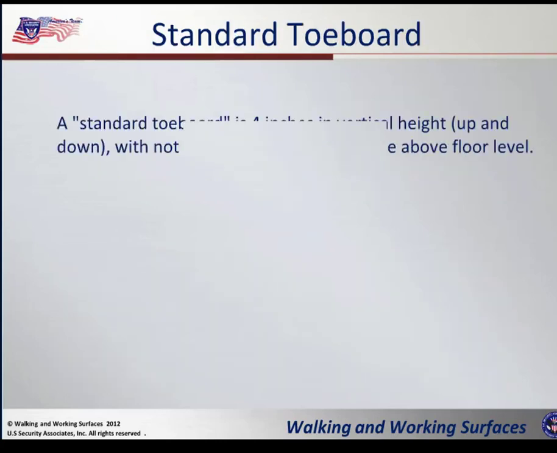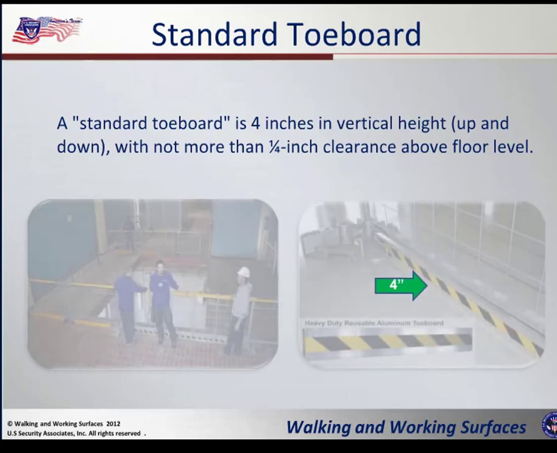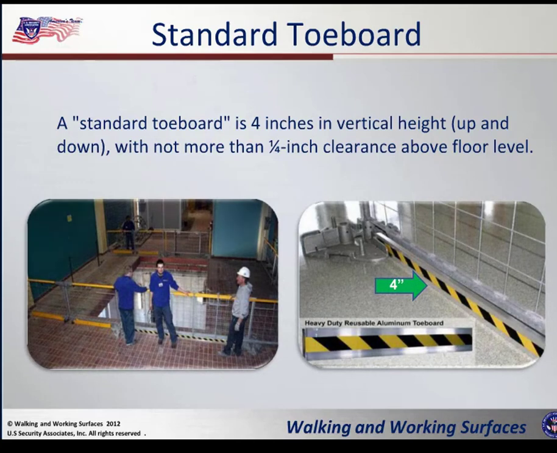Again, let's take a look at this toe board. Remember what I said? A toe board is at least 4 inches in vertical height with not more than a 1/4 inch clearance above the floor level. Again, as you can see, these toe boards are in places where equipment could be knocked over onto the floor below.